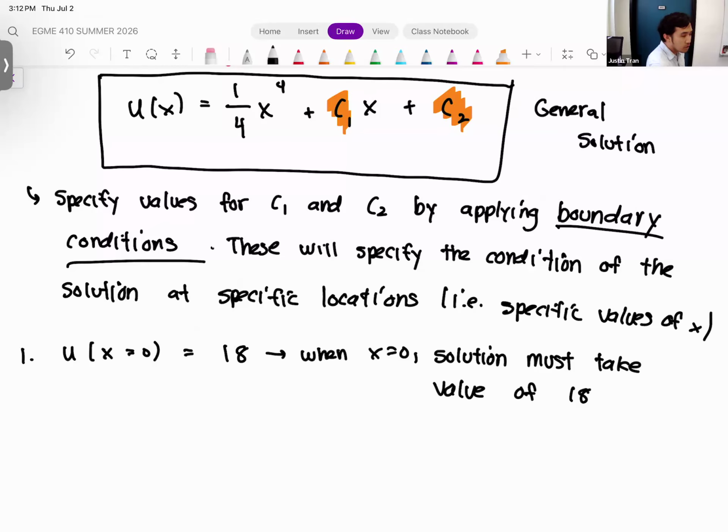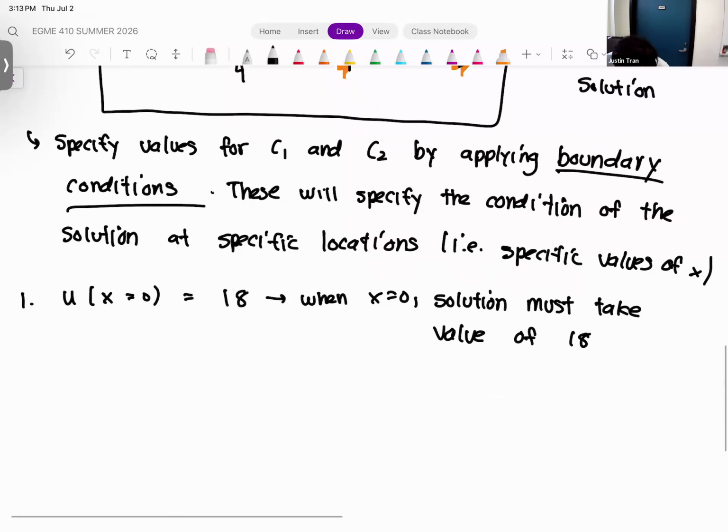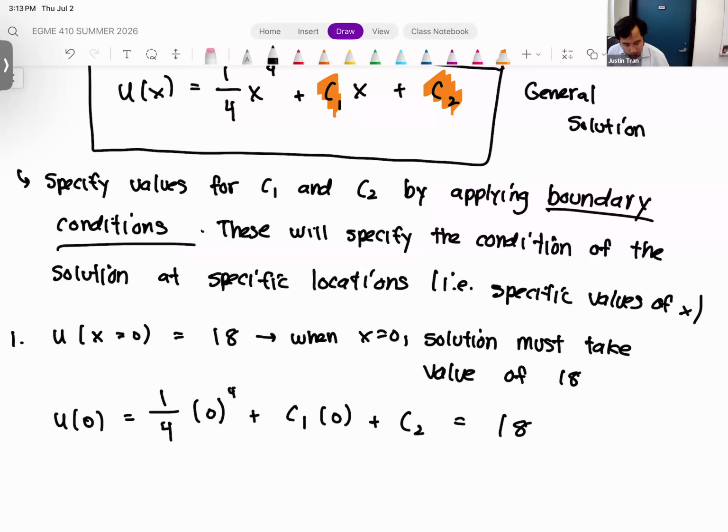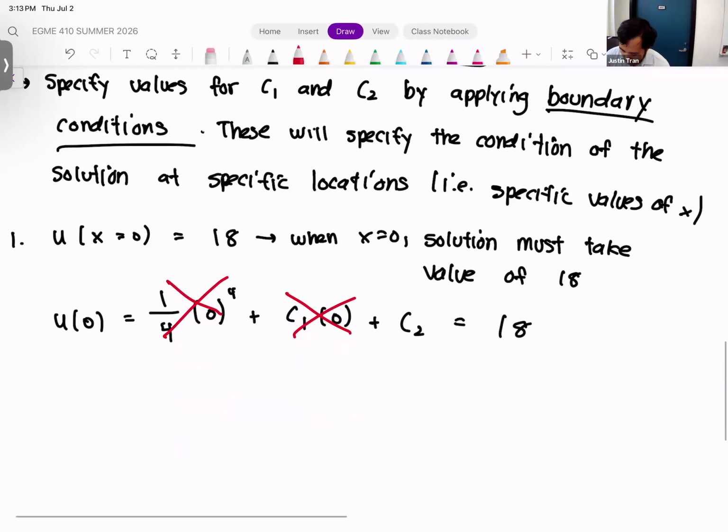So let's go ahead and plug in for that, and then we'll be able to solve for one of the constants. Let's take our general solution and plug in x equal to 0. We get 1/4 times 0 raised to the 4th power, plus C1 times 0, plus C2. By our boundary condition, this expression has to equal 18. Very easily we can see that everything multiplied by 0 is just going to cancel out, and so we're left with the expression that C2 must equal 18. By applying this boundary condition, we can specify the value of one of our arbitrary constants.